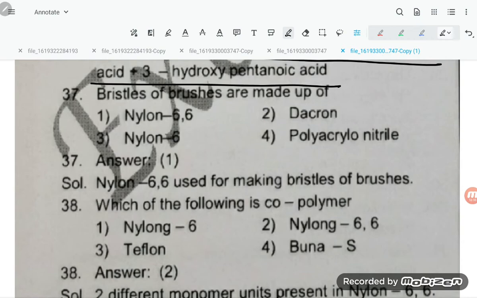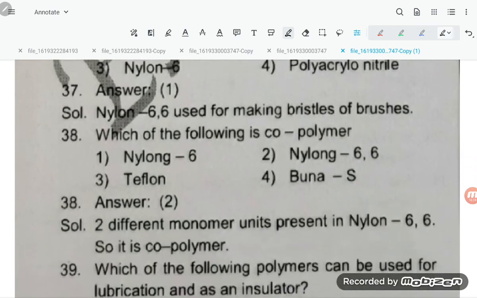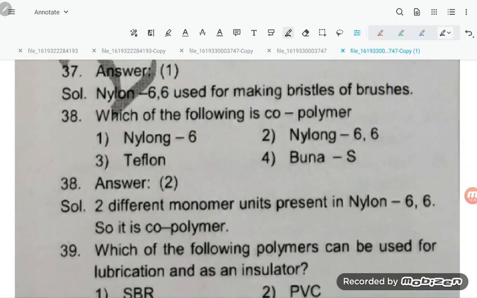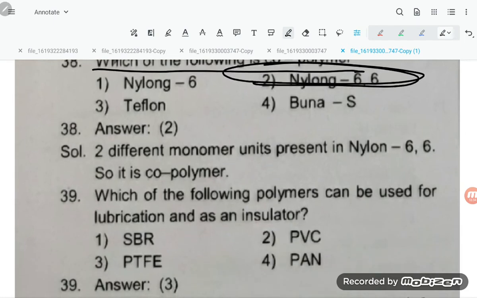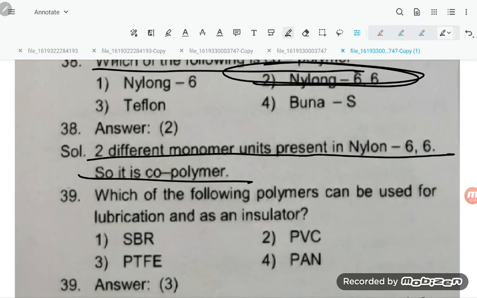Bristles of brushes are made up of nylon 66. So nylon 66 is used in making bristles of brushes. Which of the following is a copolymer? Nylon 66 is a copolymer. Two different monomer units are present in nylon 66, so it is a copolymer.